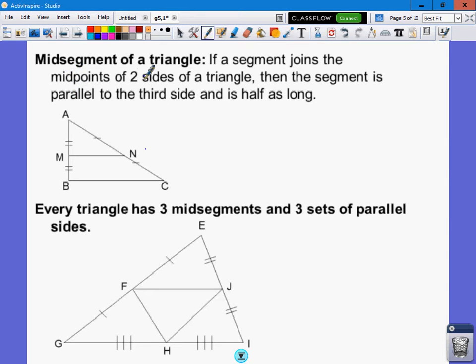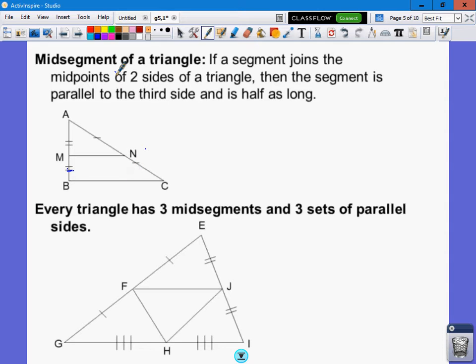The mid-segment of a triangle says, if a segment joins the midpoints of two sides, M is the midpoint of AB. I can tell it's the midpoint because those two pieces are congruent. N is the midpoint of AC. I can tell it's the midpoint because these two pieces are congruent. That means that MN is a mid-segment of this triangle because it's connecting two midpoints of sides.